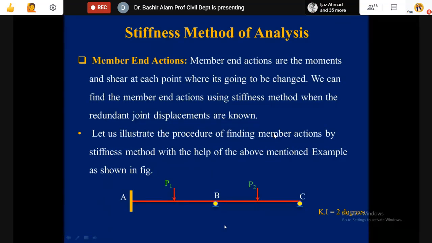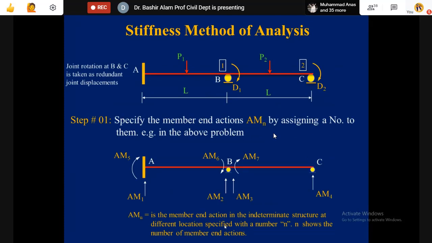You can see the externally applied loads P1 and P2, and A, B, C. These are the supports. It's kinematic indeterminacy. If we ignore the axial effects, it is 2 degrees. Theta B and theta C were the unknown joint displacements. Here we declare that the joint rotations at B and C are taken as redundant joint displacements. So D1 and D2 you can see.